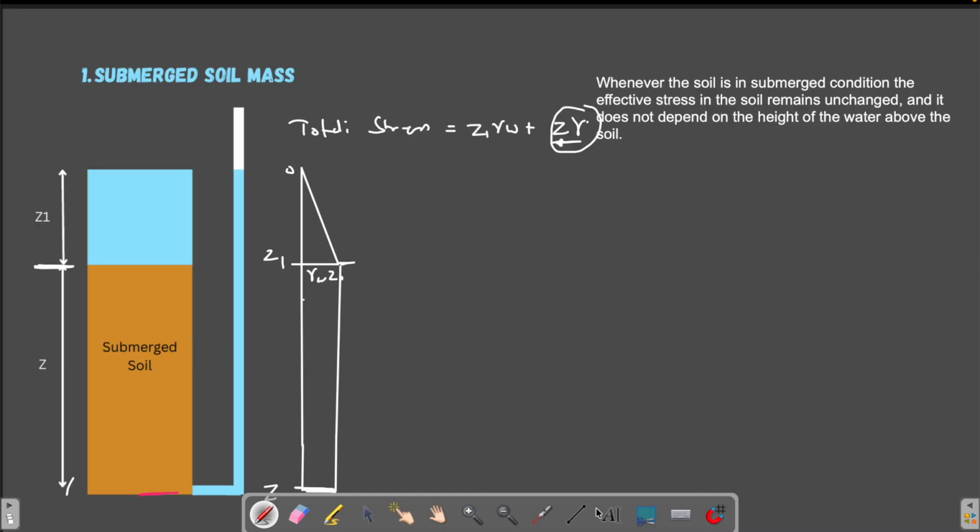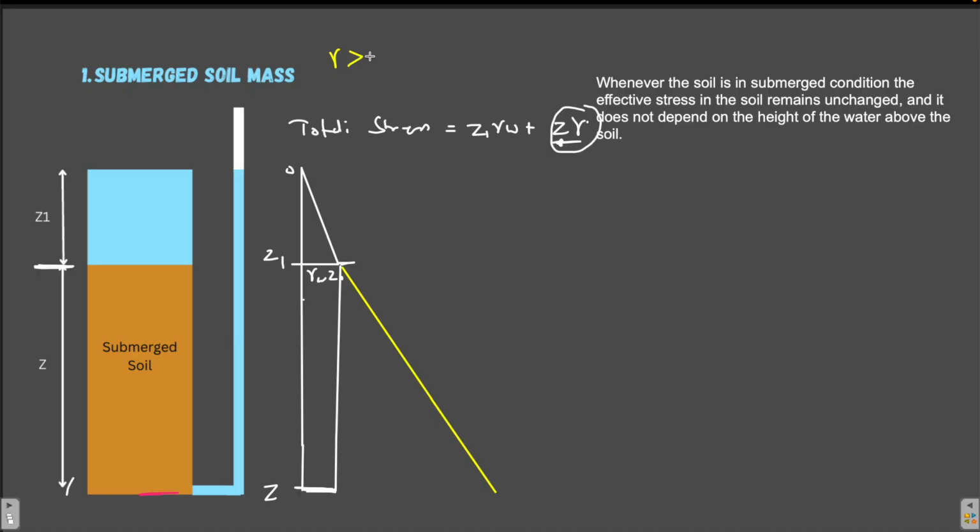The pressure due to the soil mass will increase, and what will it become? It will be something like this. Let's suppose gamma is greater than gamma W. This means the unit weight of soil is greater than the unit weight of water. So this yellow line over here will represent gamma into Z. And this white line is gamma W into Z1.